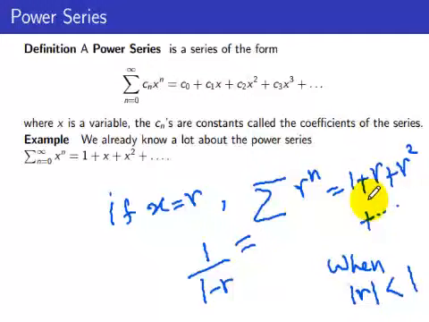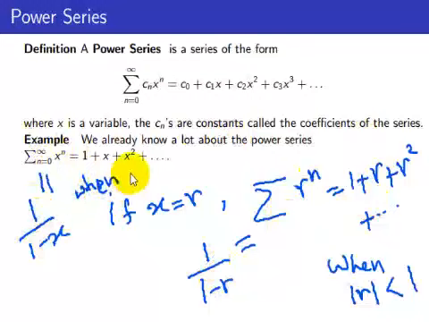So we know that this one converges to this value here. So we can represent this power series as a function. This power series is equal to 1 over 1 minus x whenever the modulus of x is less than 1, right?